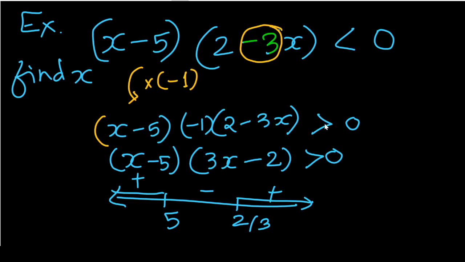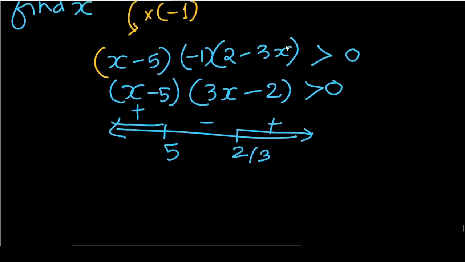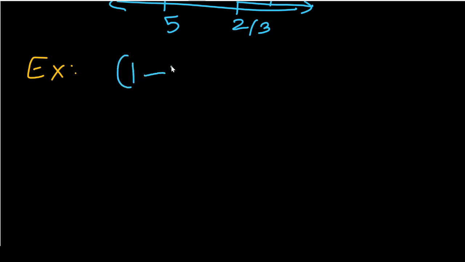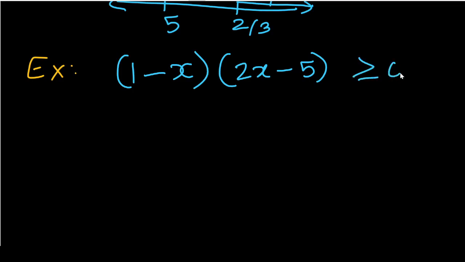Instead of multiplying by minus 1 directly, you can write the answer for plus if one of the coefficients is negative. Okay, I will illustrate it with one more example. Like if they are asking for 1 minus x, 2x minus 5 greater than or equal to 0.